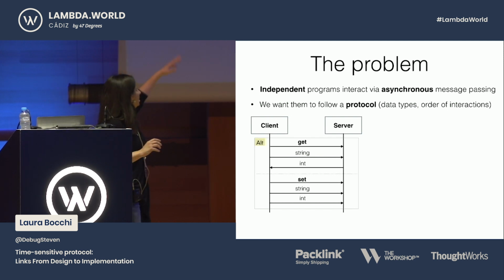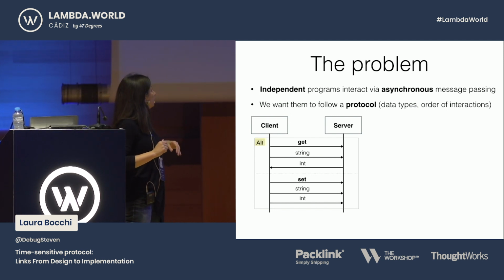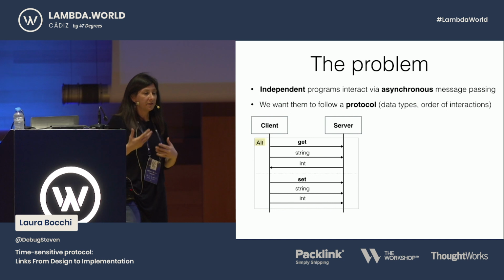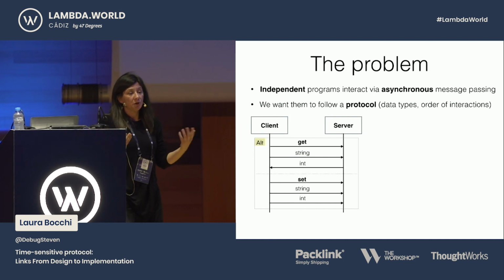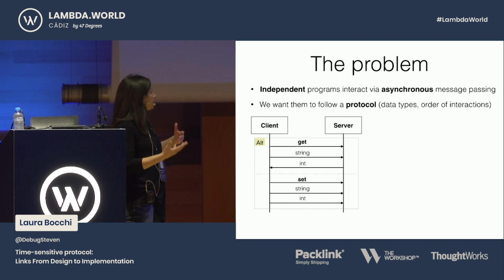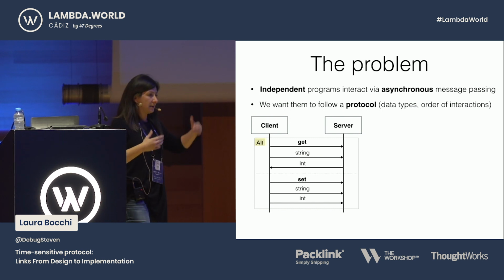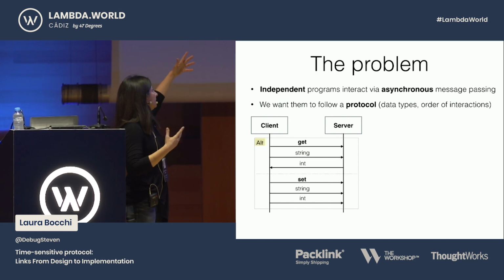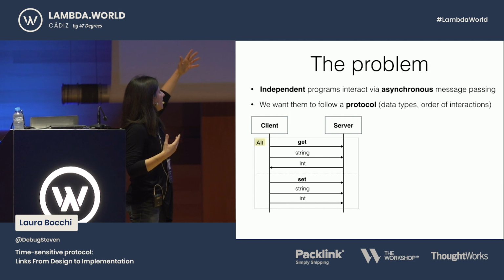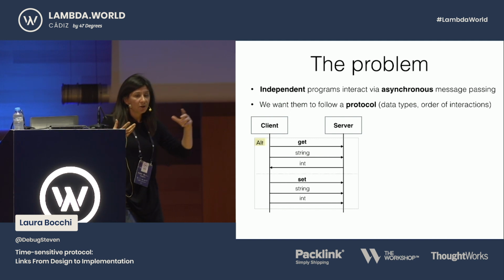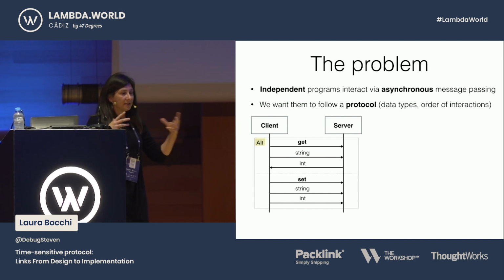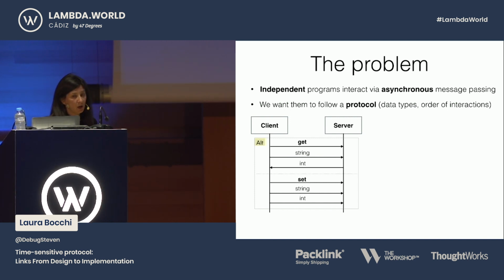Here you see a very simple example of an interaction between a client and a server. The server offers two options to the client, get or set, and depending on the option, the client may need to send a string and receive an integer, or send a string and send an integer. So the interaction structures slightly change depending on the option chosen. This is what I mean by interaction structure.